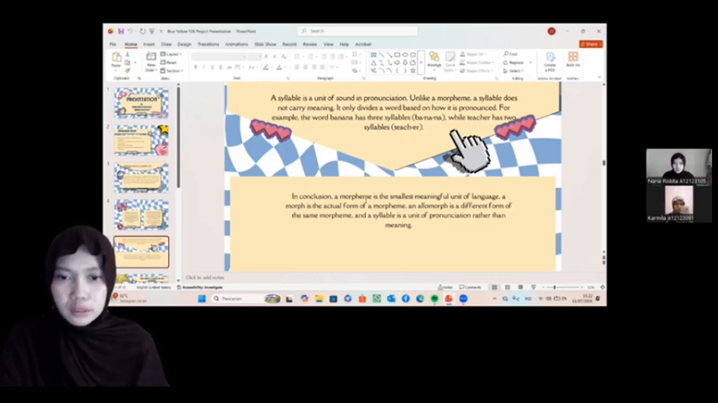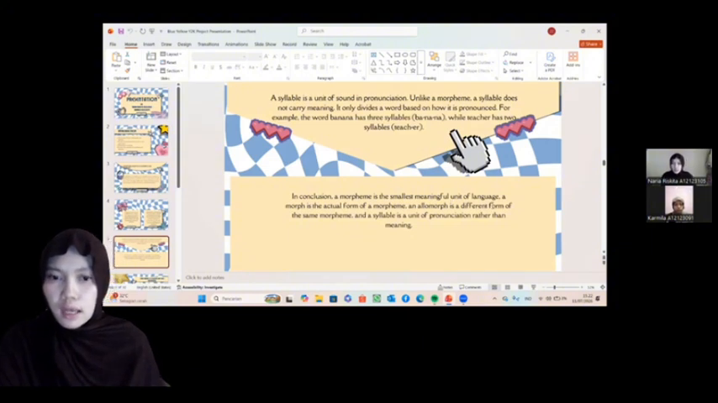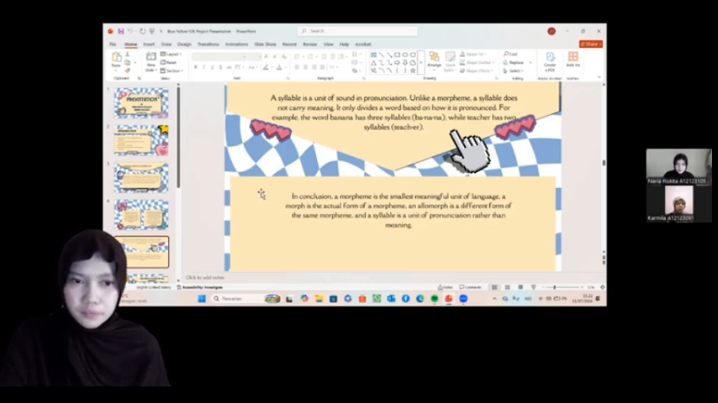And conclusion, a morpheme is the smallest meaningful unit of language. A morph is the actual form of a morpheme, and allomorph is a different form of the same morpheme. And a syllable is a unit of pronunciation rather than meaning.